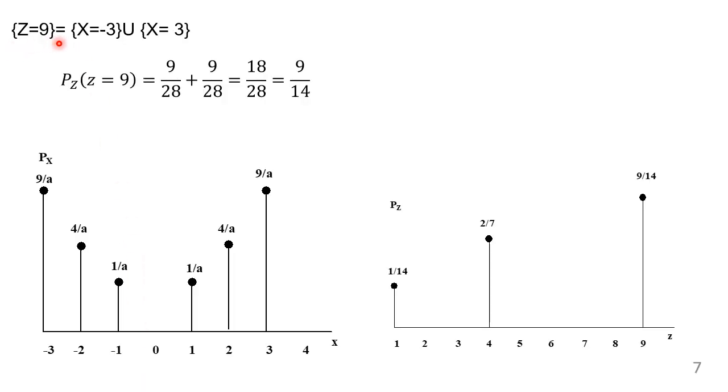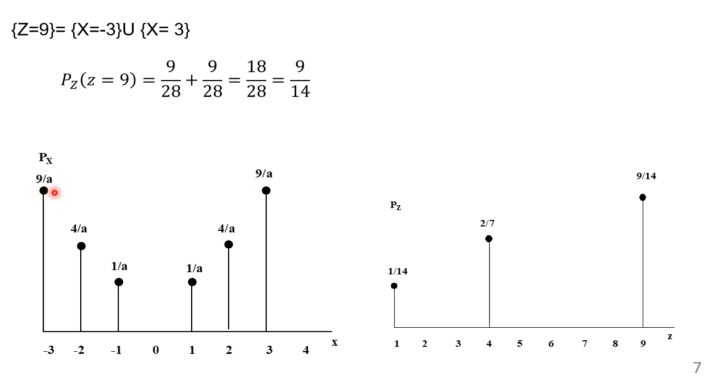When z equal to 9, that is the union of x equal to minus 3 and x equal to 3. The probability mass function at z equal to 9 is given by 9 by 28 plus 9 by 28, which gives you 9 by 14. Now when we plot it, we get a graphical representation of the PMF. For minus 3 it is 9 by a, minus 2 it is 4 by a, minus 1 it is 1 by a. For 1 it is 1 by a, for 2 it is 4 by a, and for 3 it is 9 by a.